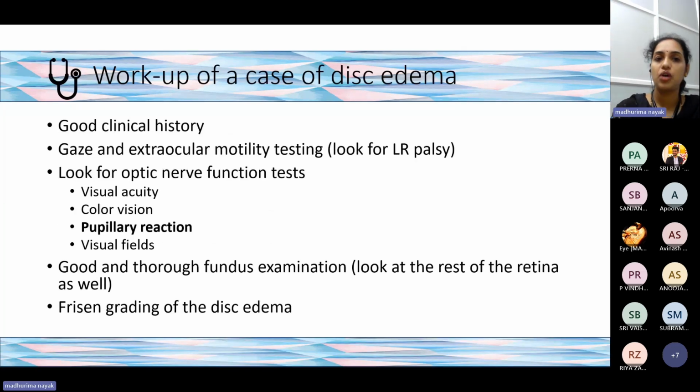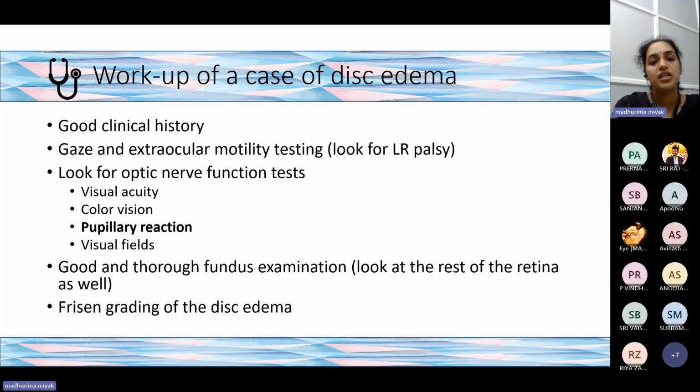Excuse me. So how do we work up a case of disc edema? Like any other case in ophthalmology, we start with a good clinical history pertaining to the positive and the negative symptoms. The onset, the duration, associated features, associated neurological features, systemic features, everything is important. And once you finish the examination, go back in your history and complete the history.